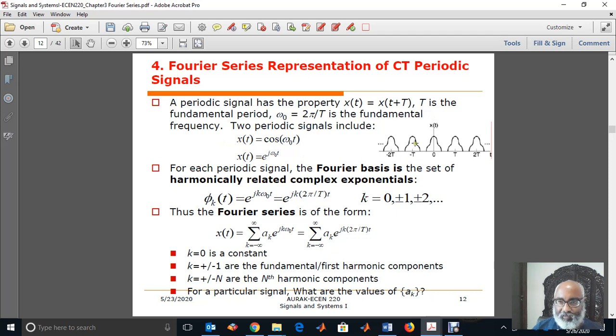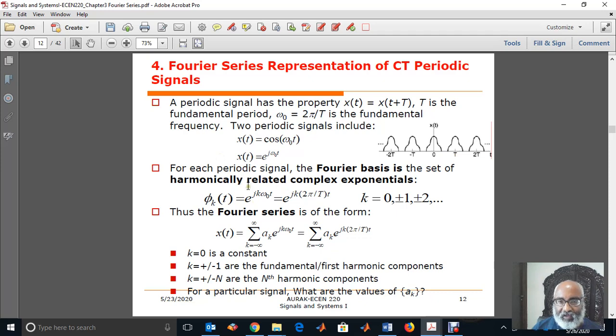As you remember, a periodic signal is a signal which repeats itself. For example, this is one example. This is the shape of the signal, and it repeats every T. So capital T is the fundamental period.